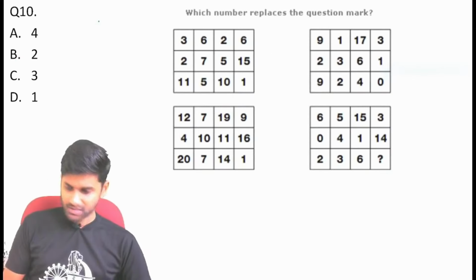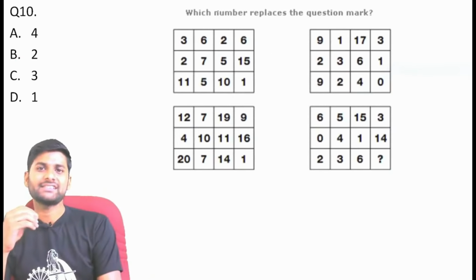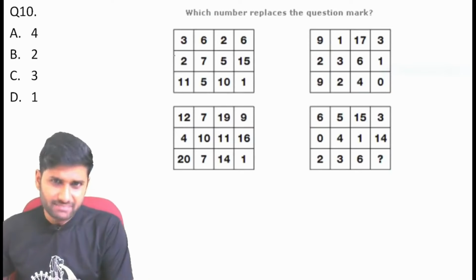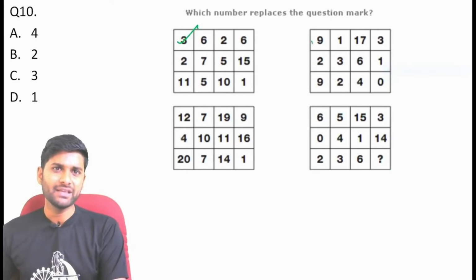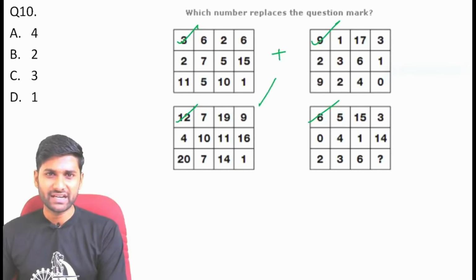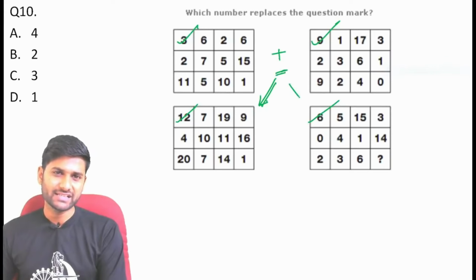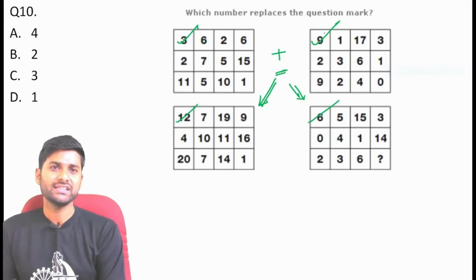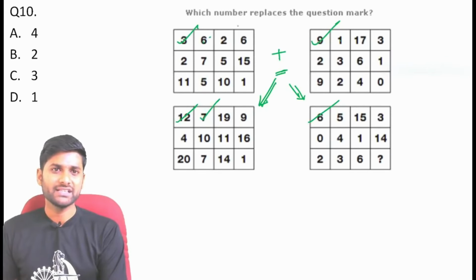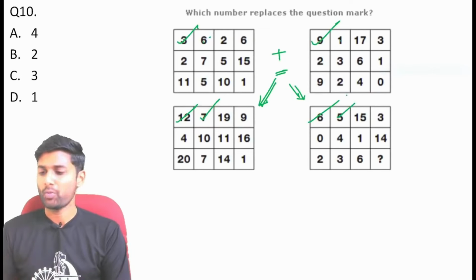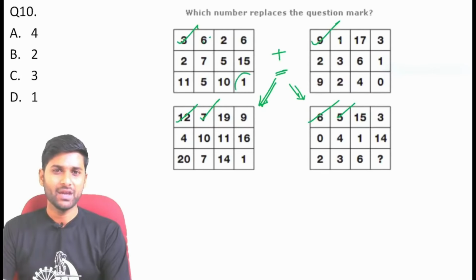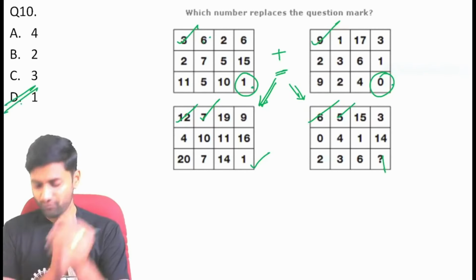Next one. What is the answer here? See guys, if you see that, I just consider individual boxes, 3 plus 9 is equal to 12. 3 minus 9 is equal to 6. See, the sum of these individual boxes is equal to the third box. The difference is exactly equal to the fourth box. Now see guys, 6 plus 1 is equal to 7. 6 minus 1 is equal to 5. Same operation. Then you just focus directly. 1 plus 0 is equal to 1. 1 minus 0 is equal to 1. The answer we can replace with is 1, the perfect answer.